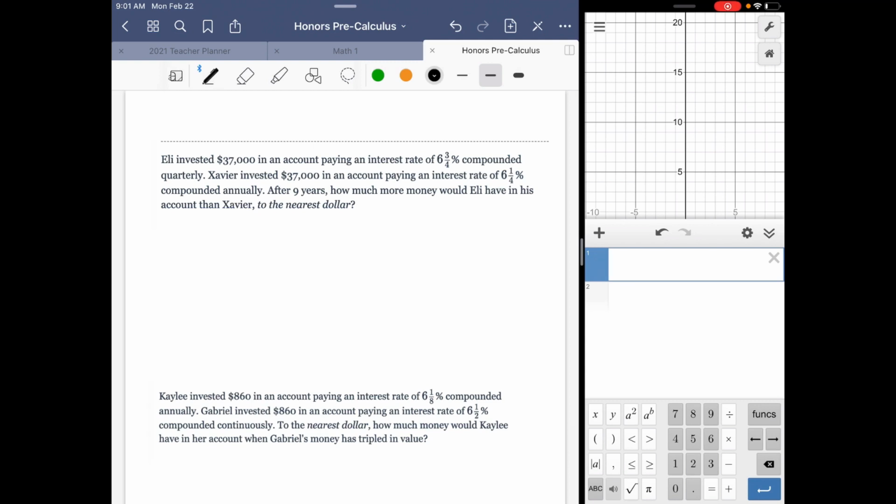So we're going to be comparing two different people in two different accounts. So we have Eli and we have Xavier. Now, Eli, he compounded 6 3/4. So I would definitely convert my 6 3/4% to 6.75%, so we can deal with that. And this compounded quarterly, so we're going to be doing the compound formula.